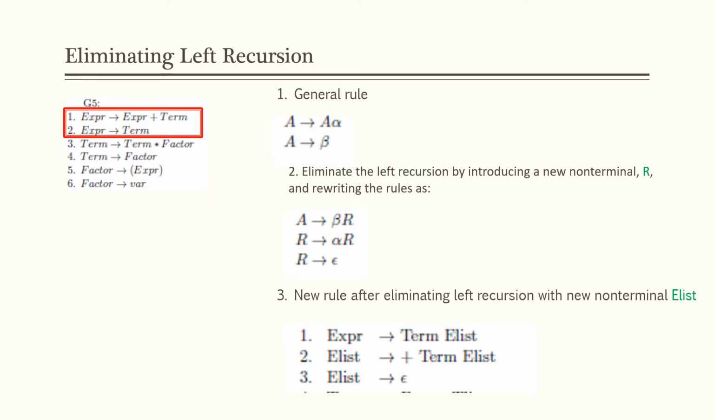We have A goes to A alpha, and A goes to beta. A here is a non-terminal. In the G5, it will be expression. If you look into the rectangle, let's say in this explanation A represents expression, EXPR. Alpha in this case is plus term, and beta here is the term down here, the second rule.